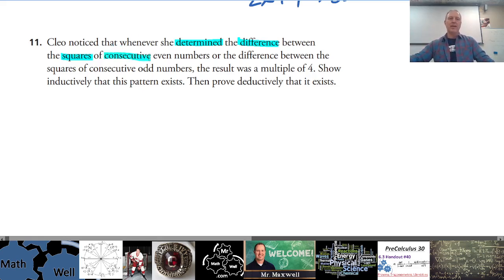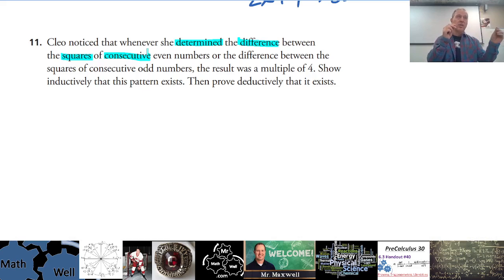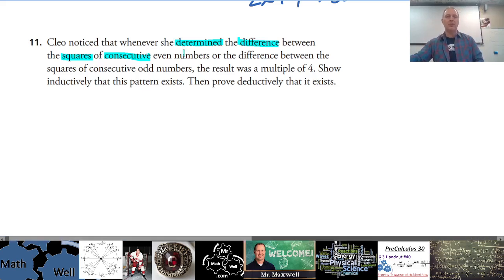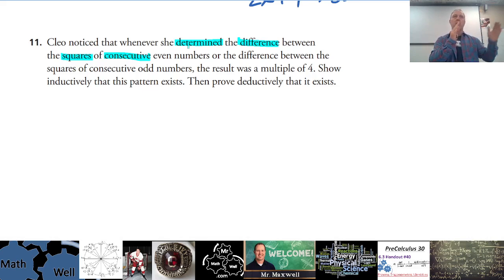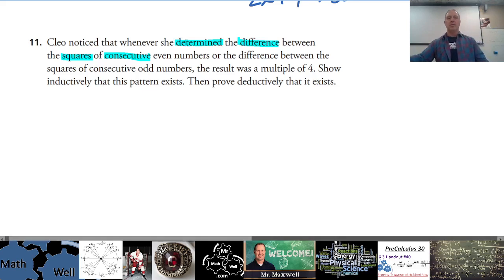All right, consecutive, another one. Somebody asked me about that yesterday. Great job. One right after the other without skipping any one. So if we're talking about consecutive even numbers, we're talking about an even number and then the very next even number. You don't skip an even number. So it's like 2 and then 4. Or 10 and then 12 is the next consecutive even number.